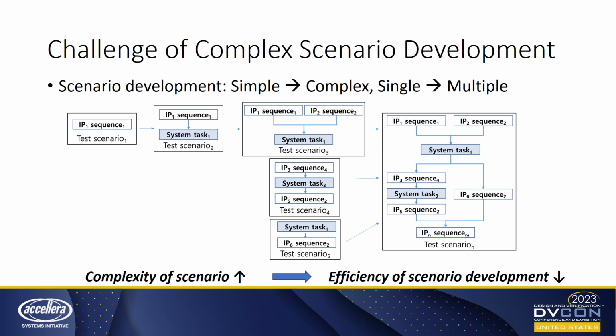If only the scenario on the right is verified, we do not need to perform the other scenarios, because the right one includes all other scenarios and has the same coverage compared to the others. It is the most efficient scenario, and it can reduce the number of test scenarios. However, scenario development efficiency is low because it is made by the hands of the scenario developer.